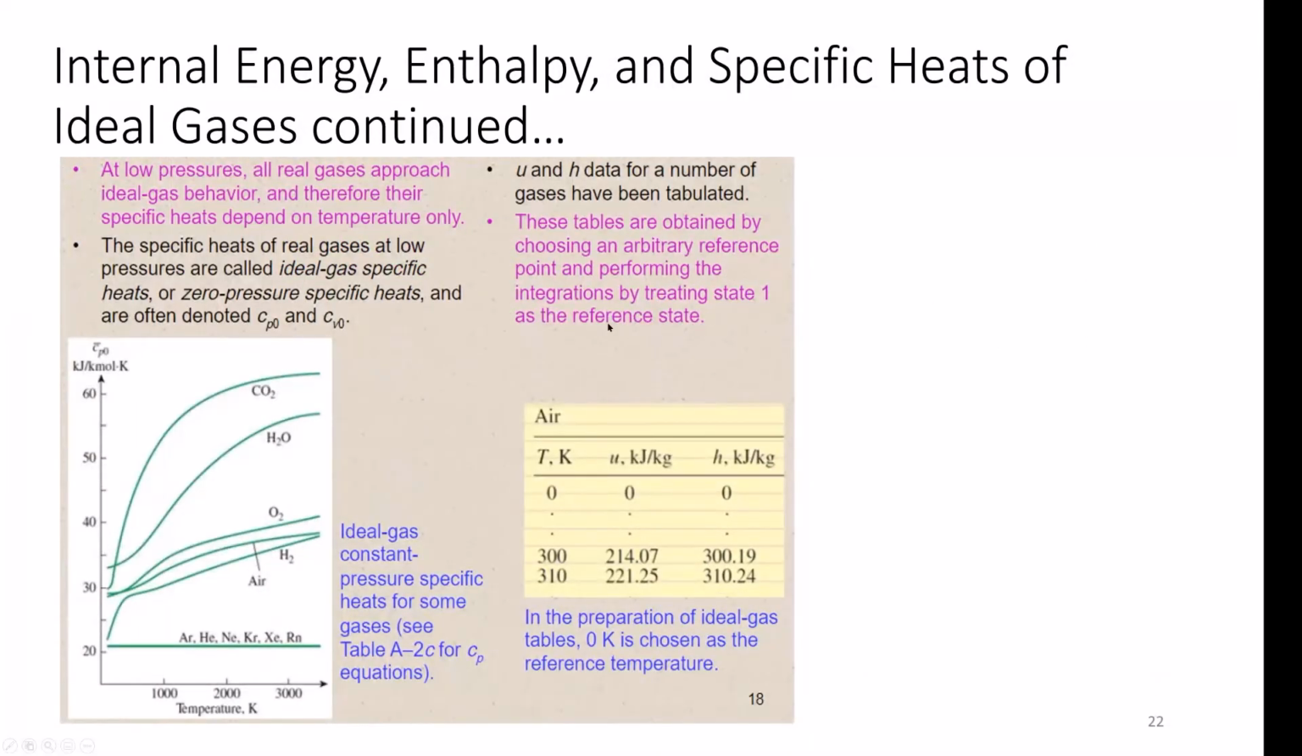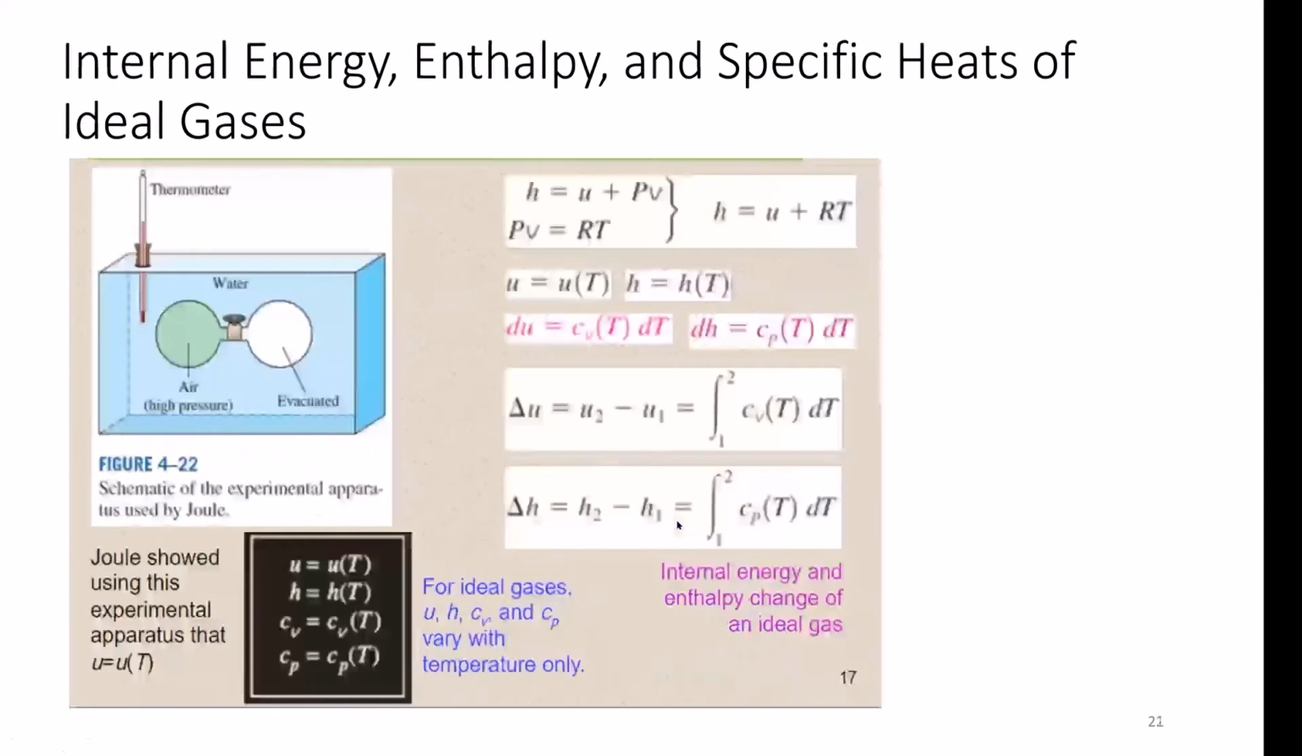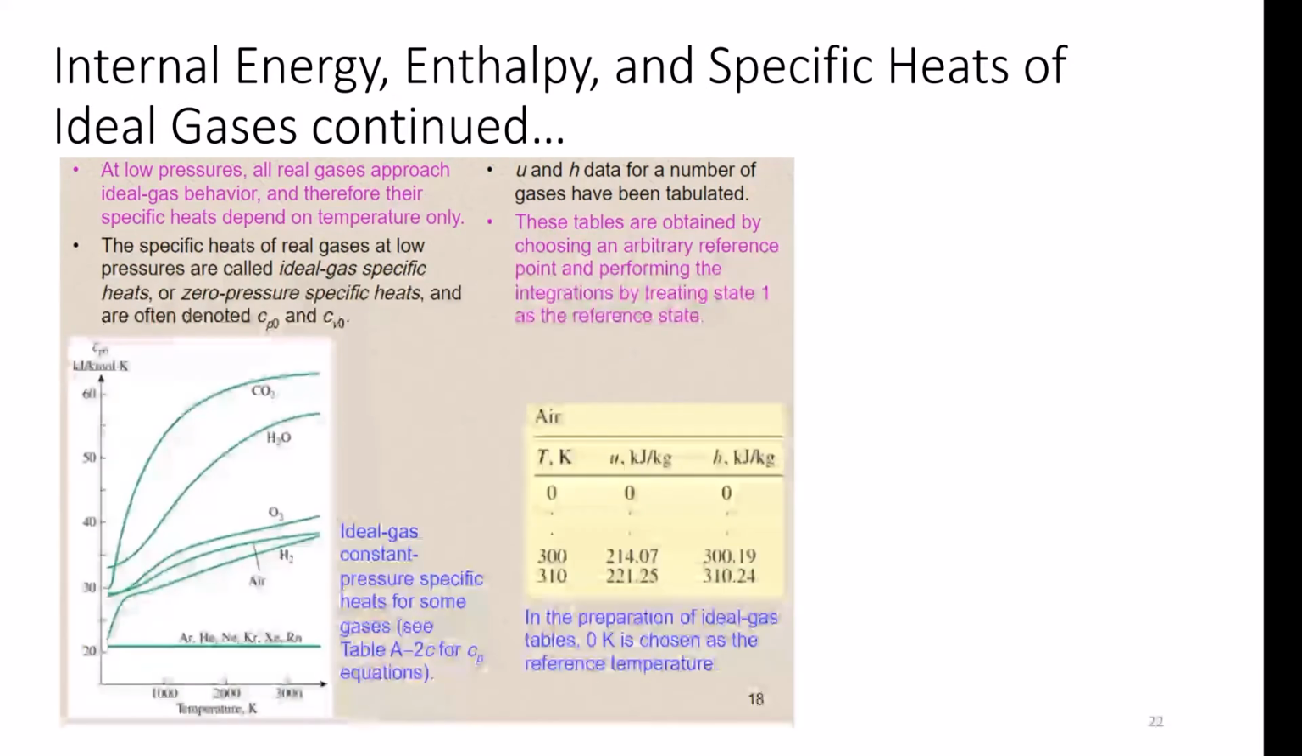Okay, and then you can use this information, perform the integrations, and you can actually build a table from that for different temperatures T, and you can come up with the internal energy and the enthalpy at those points. So as I said, you could calculate these, and you can use 0 degrees as a reference temperature. Okay, we'll take a look at simplifying that in the next slide.